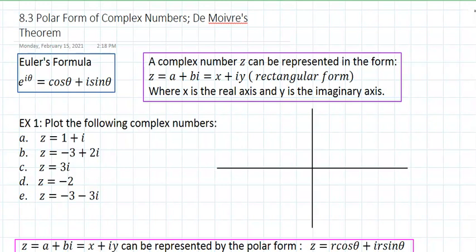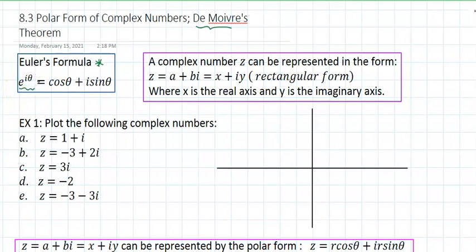Section 8.3 talks about polar form of a complex number and DeMoivre's theorem. Now, DeMoivre's theorem is really not going to exist because we're going to use the Euler formula, and that's going to pretty much replace DeMoivre's theorem. I'll tell you what it is when we get there. So, the cosine of theta plus i sine of theta is equal to e to the i theta.